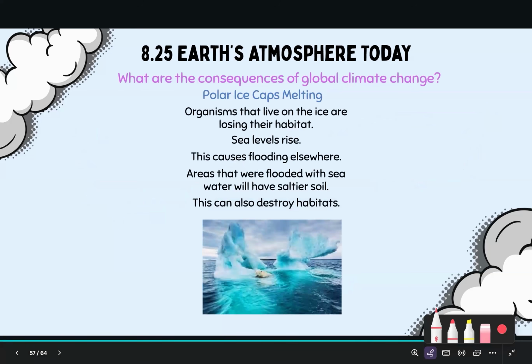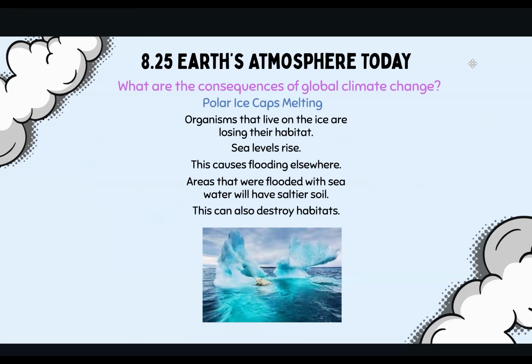Now, what are the consequences of global climate change? The polar ice caps are melting. Organisms that live on the ice are losing their habitat.